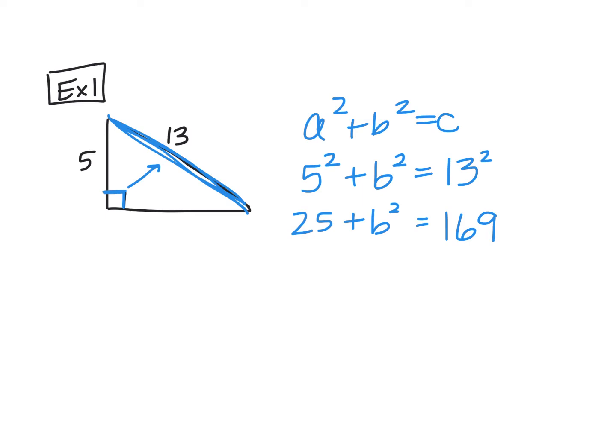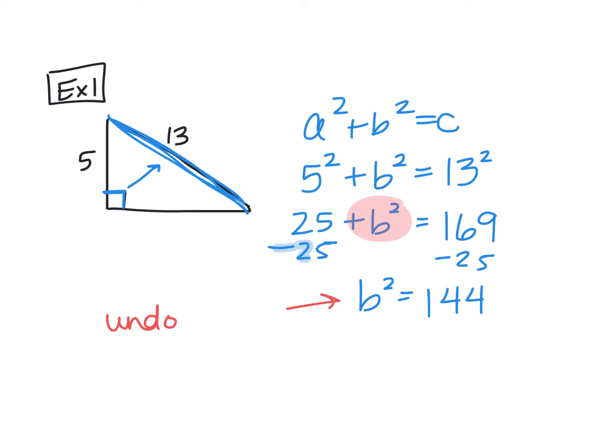And now I'm trying to solve for b right here, right? I want to get this part by itself. So to do that, I'm going to subtract 25 from both sides. Minus 25. And I get then that b squared is equal to 144. Now, that's what b squared equals. And to undo squared, and so you may want to make a note of this, to undo squared, I need to use square root. So I'm going to take the square root of both sides, and that's going to mean that b here equals 12, because the square root of 144 is 12.